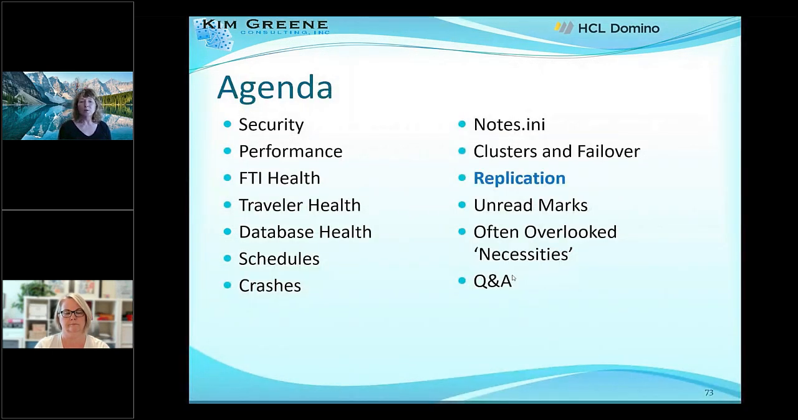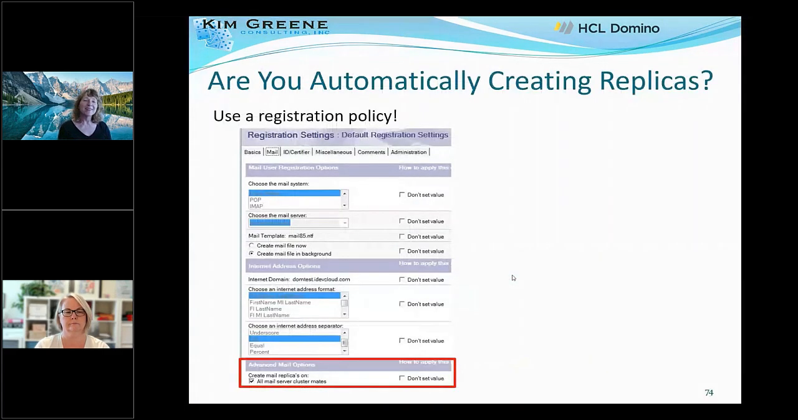So now let's go ahead and move into replication, because we have to be able to replicate in order for our clusters to work properly. And one of the key things is making sure that you're not missing replicas. For your mail files, it's pretty simple. You can just create a registration policy, which I can't say I've ever seen a customer that doesn't have a registration policy, but make sure that you have specified the option that all mail server cluster mates is where all your mail replica files are going to be created. And that tends to fix that issue. Doesn't help with applications, but for your mail files, it works great.